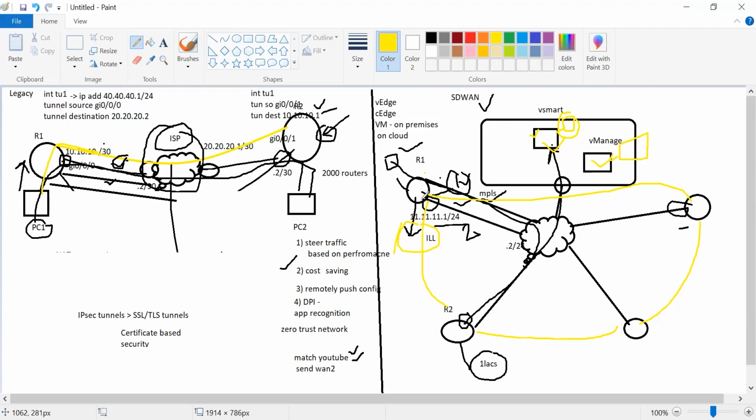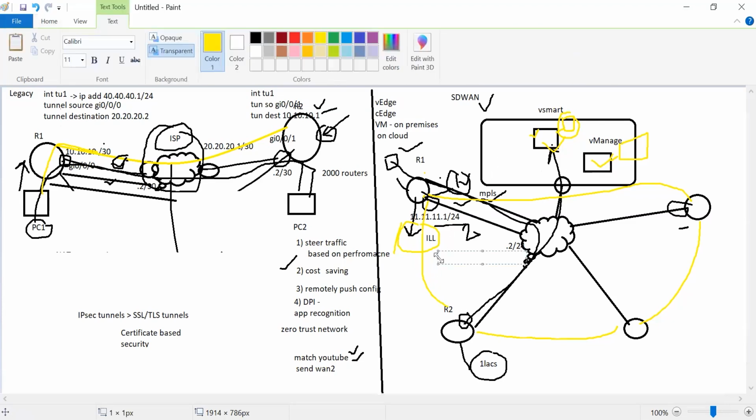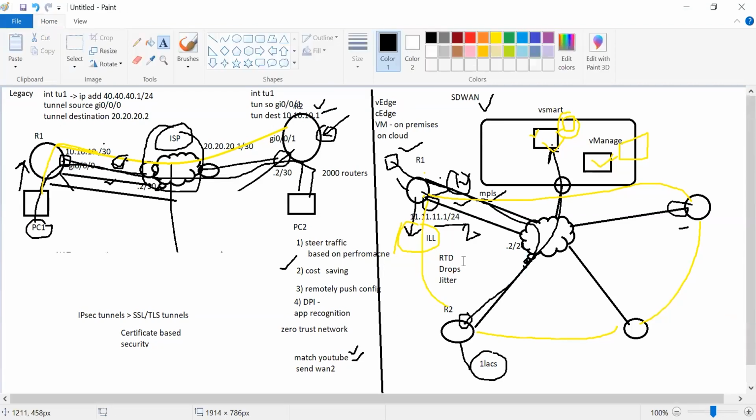This SSL based secure tunnel is established. By default, on top of R1 to R2, this yellow tunnel measures RTD, then packet drops and jitter. It measures these by default at all times. Based on these parameters, either of them, we can specify an action.